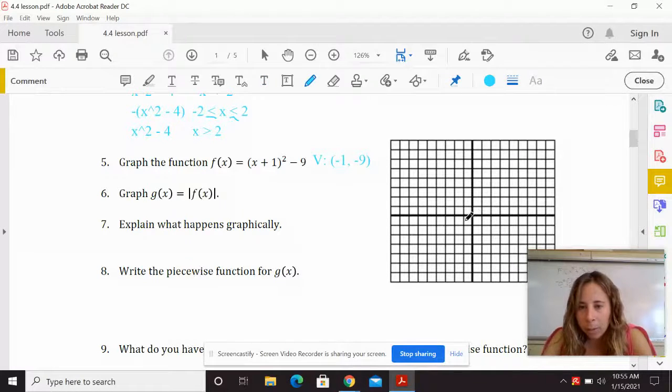So -1, 1, 2, 3, 4, 5, 6, 7, 8, 9. Oh, that's really annoying. 1, 2, 3, 4, 5, 6, 7, 8. Okay, so it's like here. 9. There. It goes off the graph, which is obnoxious that they did it that way, but whatever.